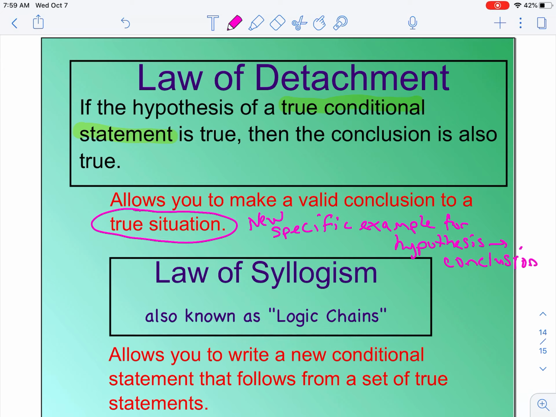Okay? Law of syllogism, logic chains, allows you to write a new conditional statement that follows from a true set of conditional statements, in order. So that is the end of our 2.3.